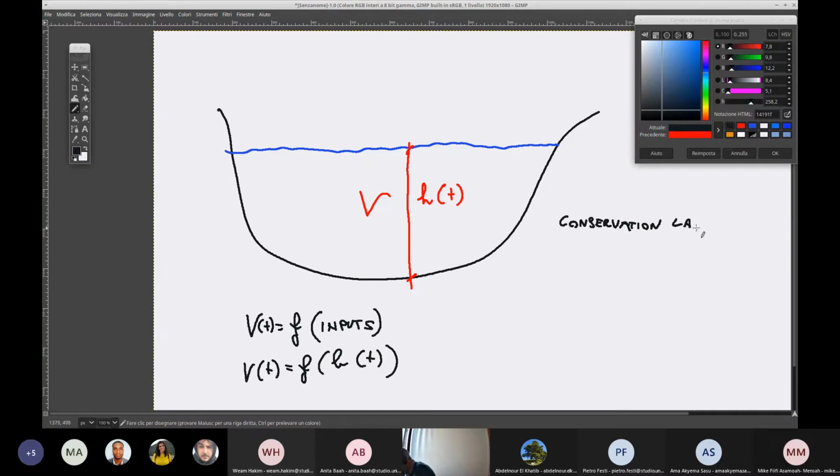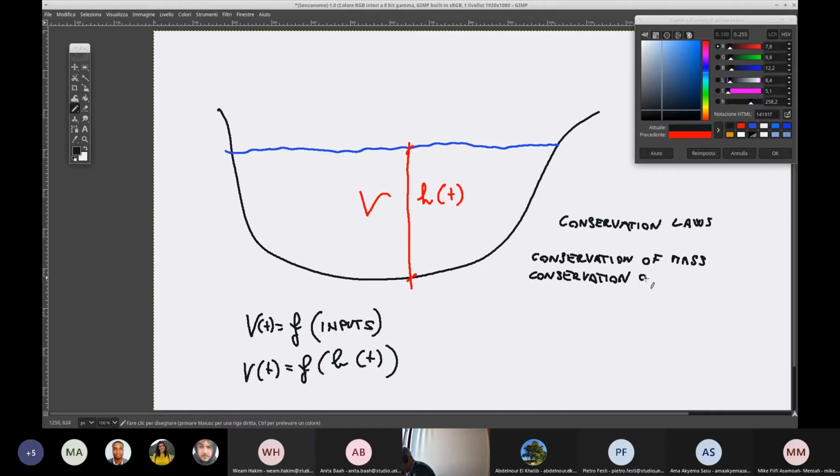What is the reason why we use conservation laws? Because in Newtonian mechanics, in order to describe the movement of bodies, and water is a body, we can use Newtonian mechanics. And in Newtonian mechanics, which is a theory of physics, we can apply conservation laws. And in particular, we can apply conservation of mass and conservation of energy.